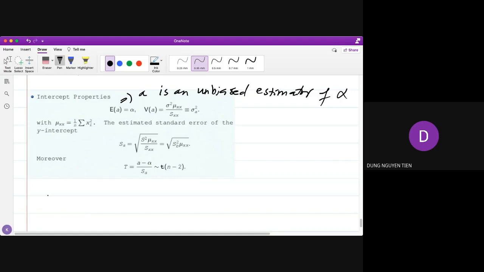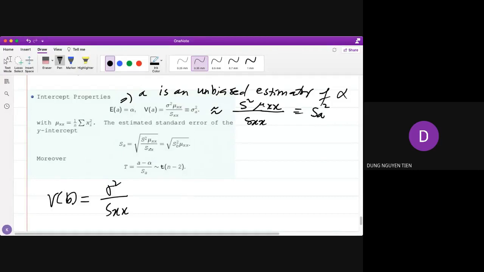If you remember the variance of B, you should see that it is sigma squared divided by the Sxx. Now the variance of A is that times the mu xx, the average value of xi squared. If you approximate sigma squared by s squared, you should get s squared times mu xx divided by the Sxx, and this is simply SA squared. So SA is the square root of s squared times mu xx over the Sxx, and you come up with this one. All right.